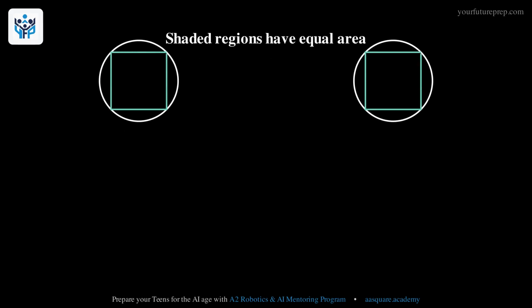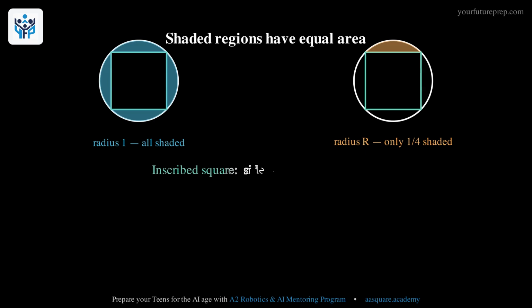Here are the two figures. On the left, radius 1, and all of the region between the circle and the square is shaded. On the right, radius r, and only one of the 4 matching pieces is shaded. For any circle of radius r, the inscribed square has diagonal 2r, so its side is r times the square root of 2, and its area is 2r squared.